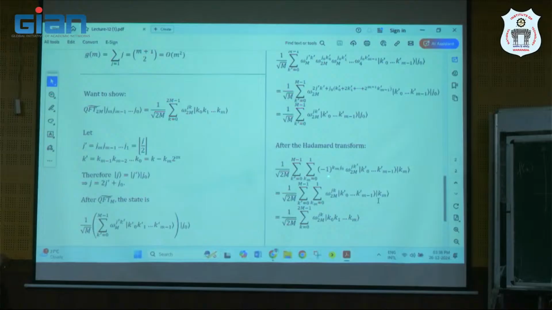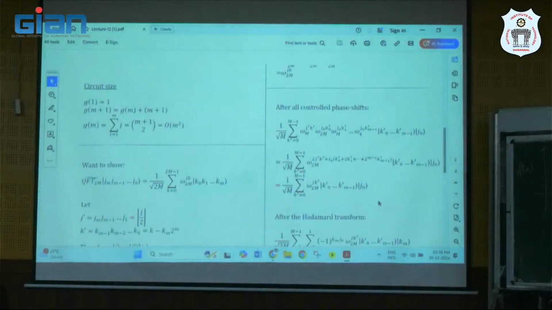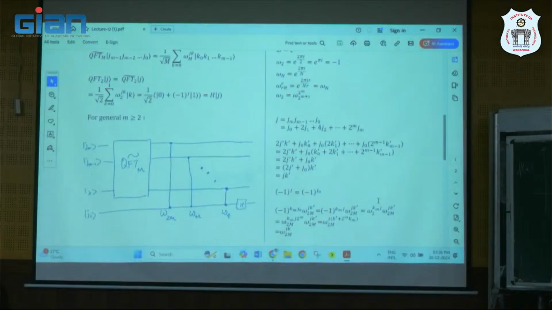Okay, now let us look at this thing here, minus 1 to the km J naught and omega 2m to the jk prime. We will try to argue that this two together is the same as omega 2m to the jk. We will try to argue that. How? Here, minus 1 to the km J naught omega 2m to the jk prime, correct? Same thing we copied.